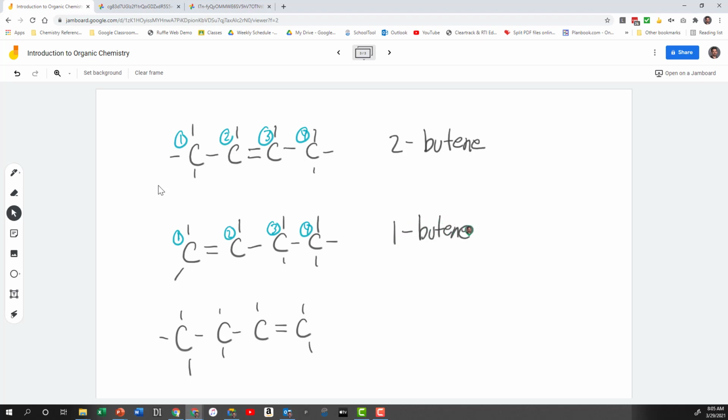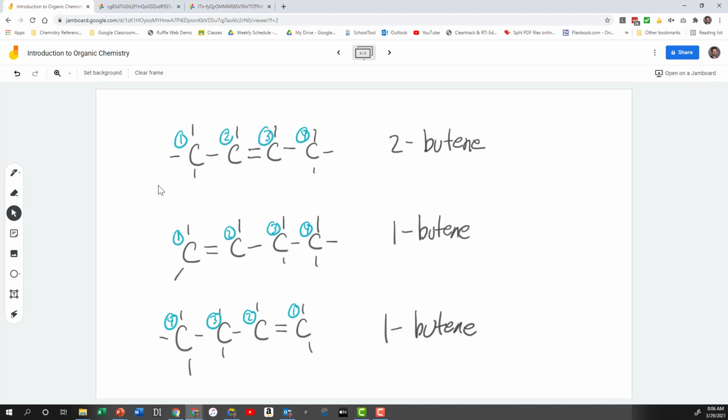How about the last one? What do you think we call that? You'd think we'd call this 3-butene, but guess what? This is also 1-butene. The reason is that you could take that molecule and rotate it around and it would become the same thing. So it's exactly the same molecule. When you choose to number your carbons, you need to start from the side that will give you the lowest number. So we would number it from right to left in this case.